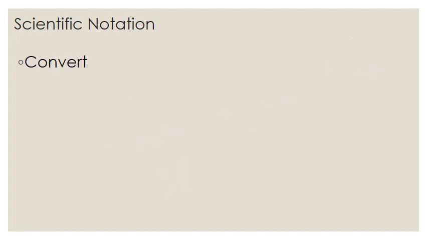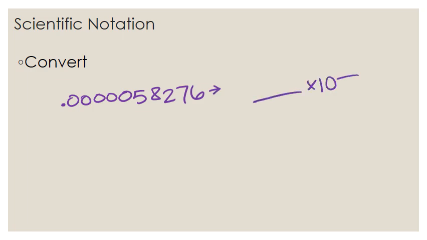Let's take a look at a few more conversion options. For example, if I gave you the small number 0.000058276, and I want to convert that to scientific notation, I know I'm going to have times 10, and I'm going to have two numbers. Well, I need to move it. Let's count first: 1, 2, 3, 4, 5, 6 places. So I know I'm going to have a 6.